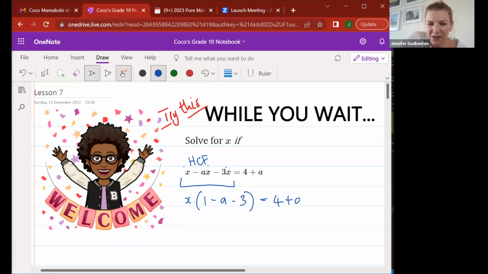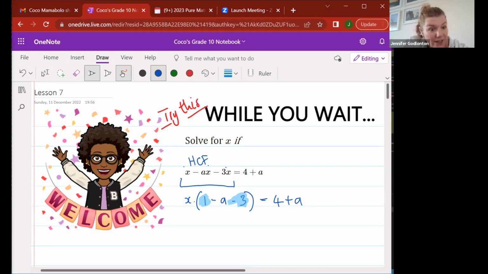Okay, what can you tell me about this left-hand side now in this bracket? What do we have? What's happening with those two? What are they? What's 1 and minus 3? Can I do anything with those two things? Can I not? How can I simplify this a little bit?